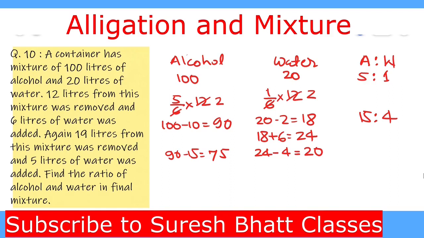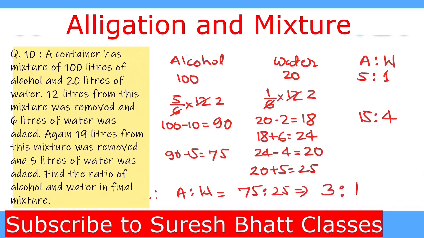Now after withdrawing 19 liters of mixture, 5 liters of water was added. So we add 5 to it. On adding 5, the quantity of water becomes 20 plus 5 equal to 25 liters of water. Therefore, alcohol ratio water equal to 75:25. This ratio is 3:1. This way, this question we cannot solve by the formula method, and we have to solve this question by the traditional method.